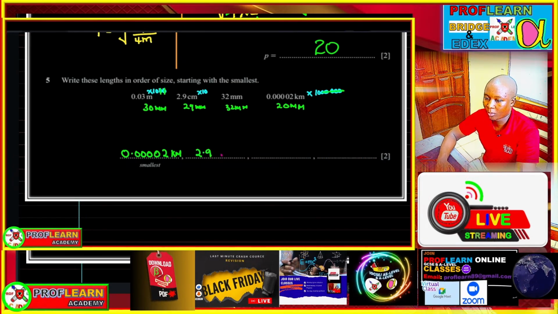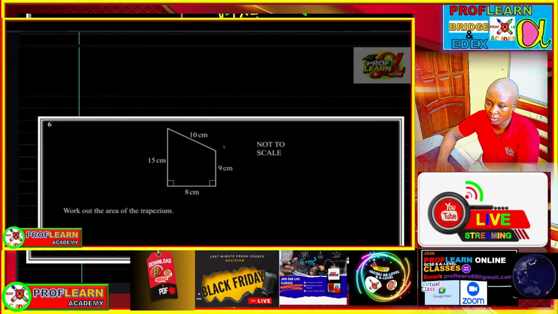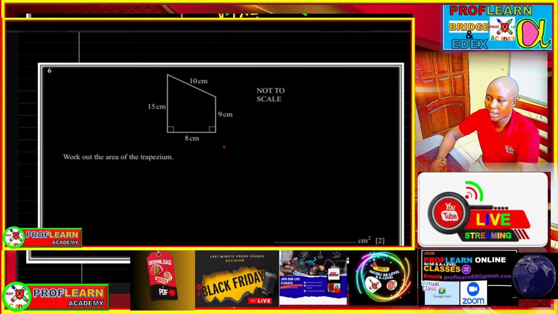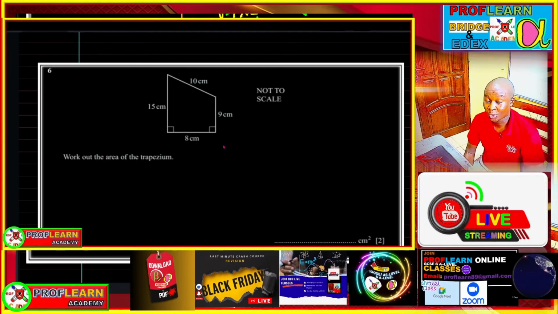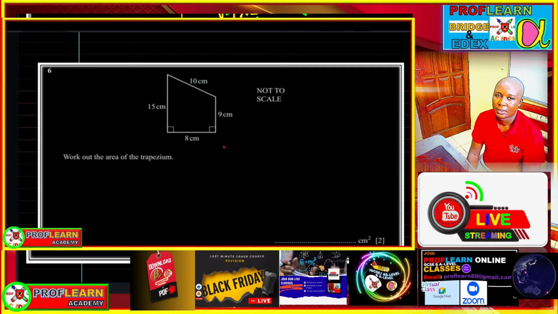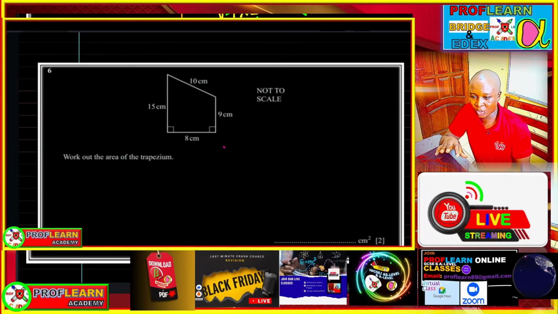So of which we are supposed now to arrange them, and that became what we were expected to do in this particular question. Moving to question number 6, candidates were being tested whether they understood how to work out the area of compound shapes. And in this case, this shape that we are having here is a trapezium.